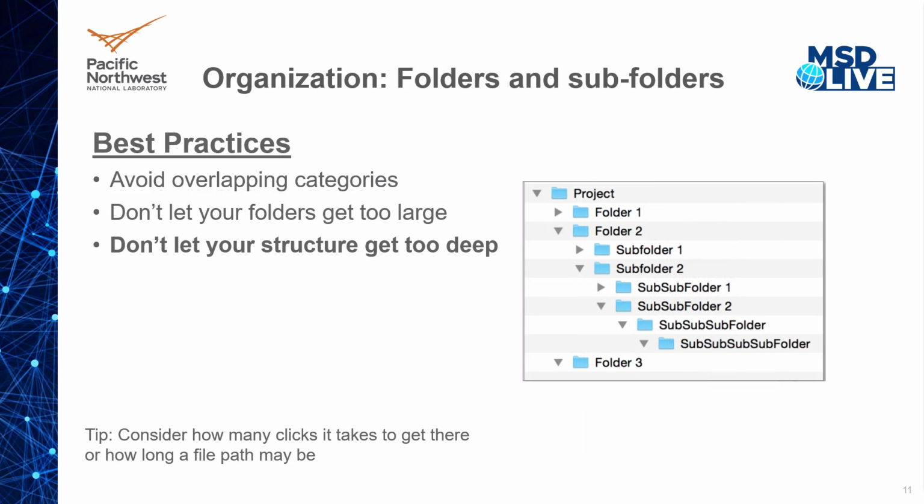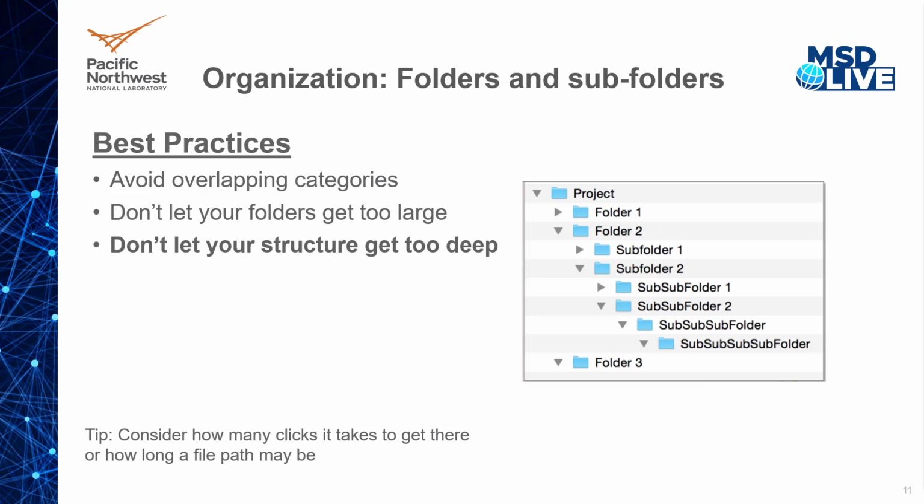But in most cases, you want folders to be manageable for a human to look through. At the same time, we don't want our folder structures to get too deep. Think about how many clicks it takes to get there, or how long a file path may be. These best practices are helpful for you as a human looking at the folders, but they can also make it much easier to navigate and work through the files programmatically as well. It's a balance between not going too large or too deep, and what makes sense for one project or researcher may not for someone else.